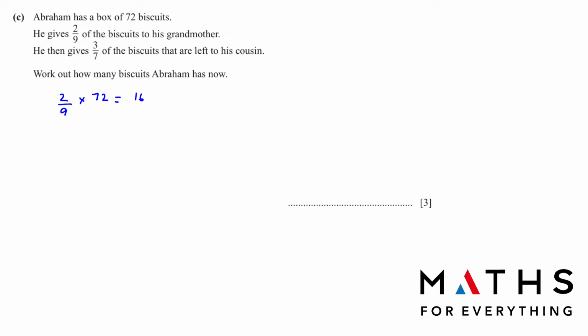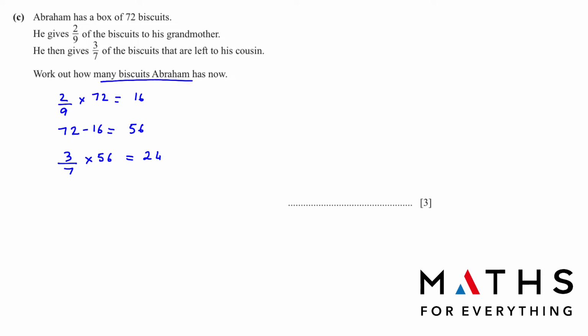Read the question carefully. Here they are saying he gives 3 parts out of 7 of the biscuits that are left. So how many biscuits are left? He had 72 biscuits. From that he gave 16 to his grandmother. So now he has 56 remaining biscuits. Out of these 56 biscuits, 3 parts out of 7 he gives to his cousin. And this will give us 24.